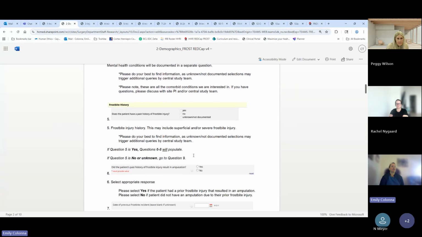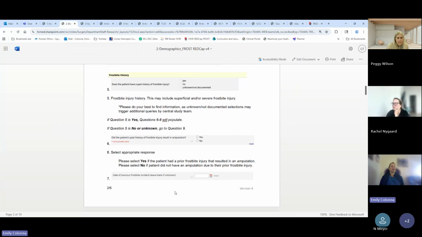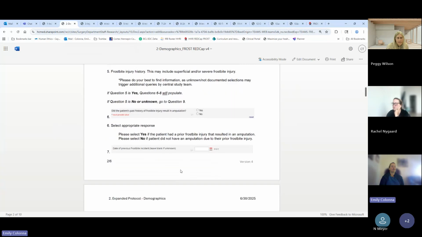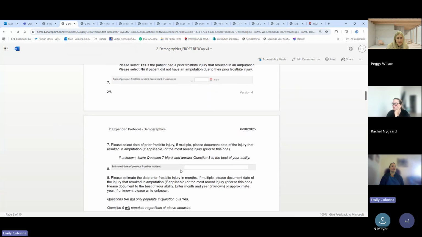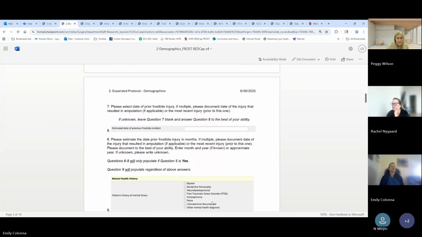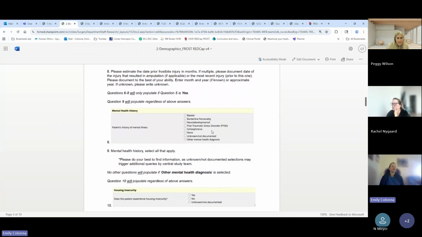Does your patient have frostbite history? If yes, more questions will come up. Did that injury result in an amputation? And the date of the previous frostbite incident, if known. Or if you can guess the month and the year or just the winter that it was, that's helpful. Mental health history, we have a small list here as well.